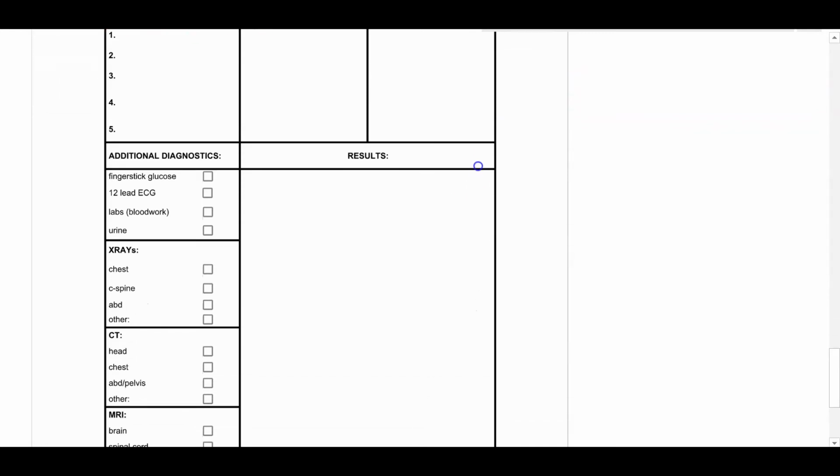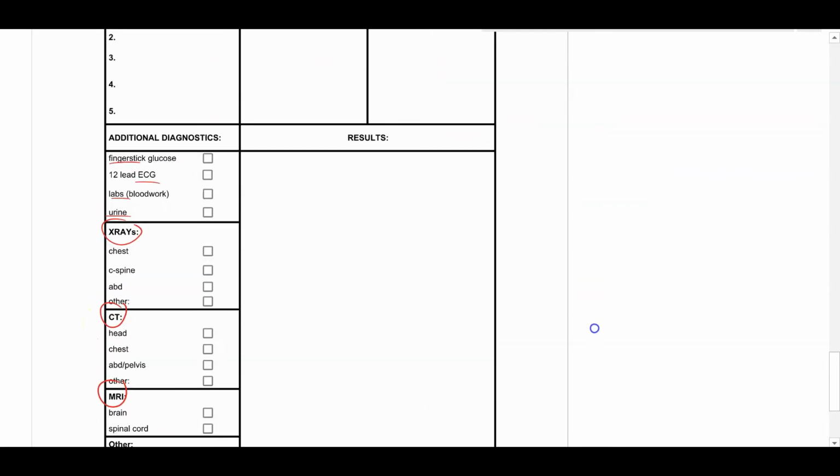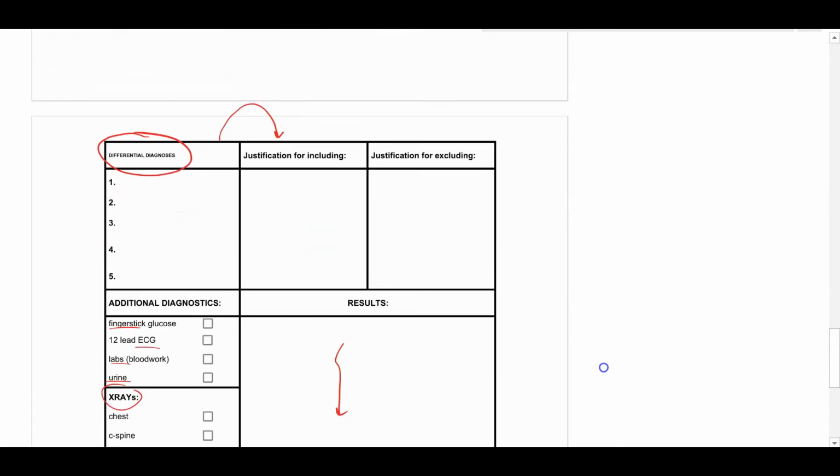And then I have my students suggest additional diagnostic tests such as finger sticks, EKG, lab work, urine, x-rays, CAT scan, MRIs, ultrasounds. Then, after I give them the results, we jot down the results here. After I give them the results of each of those tests, they narrow down this differential diagnosis to one, what we call clinical impression. And this is what they think is wrong with the patient. And then they propose a treatment plan.